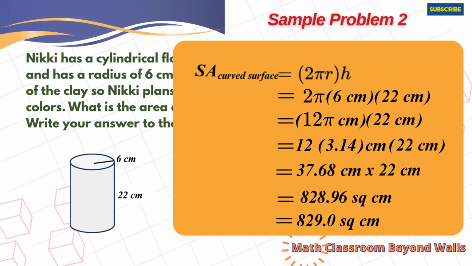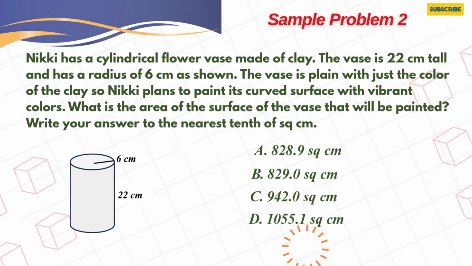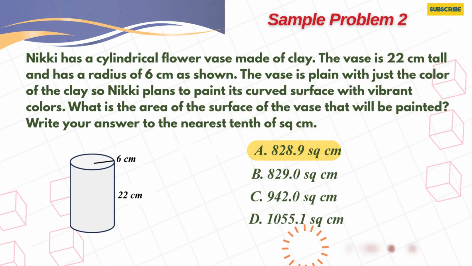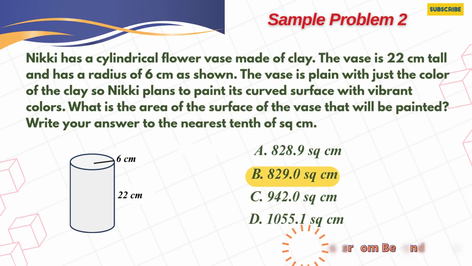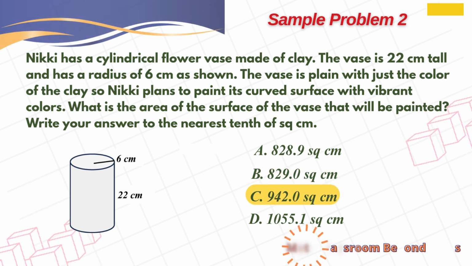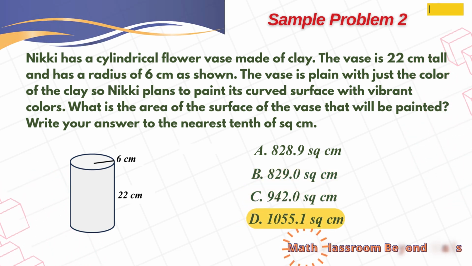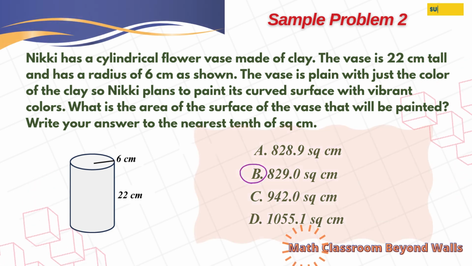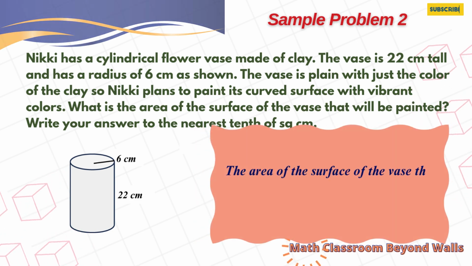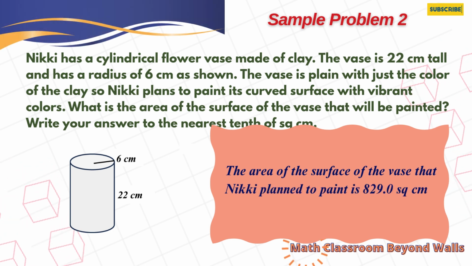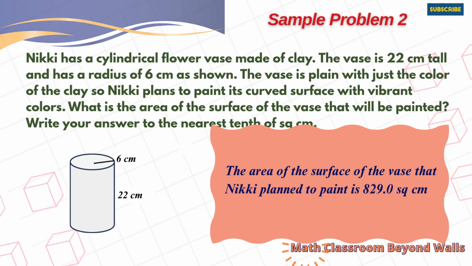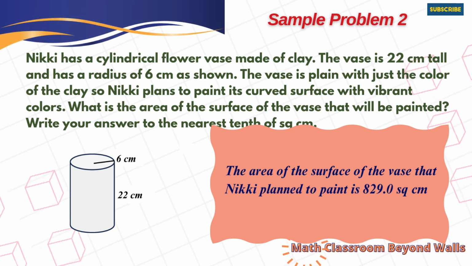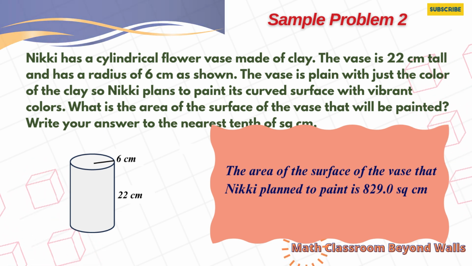Rounding off to the nearest tenth of a square centimeters gives us 829.0 square centimeters. So, what is our answer, learners? Is it option A, option B, option C, or option D? Okay, so the answer is option B. The area of the surface of the vase that Nikki planned to paint is 829.0 square centimeters.